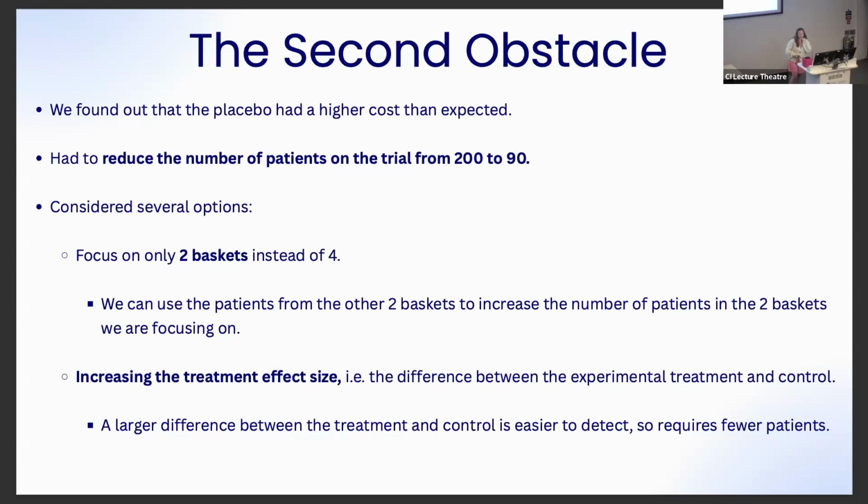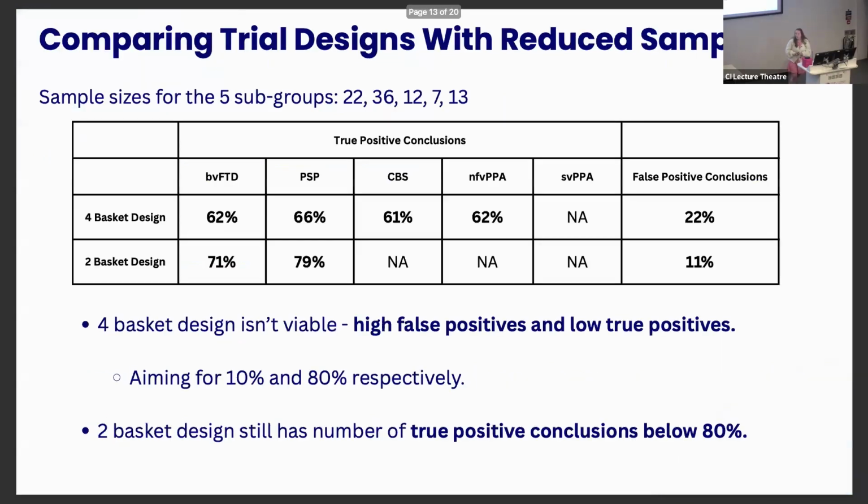The second option was to increase the treatment effect size, so the difference between the experimental treatment and the control group. A larger difference between the two is easier to detect, so you need a smaller sample size to achieve the same power. So we did some simulation studies to examine the effect of this.